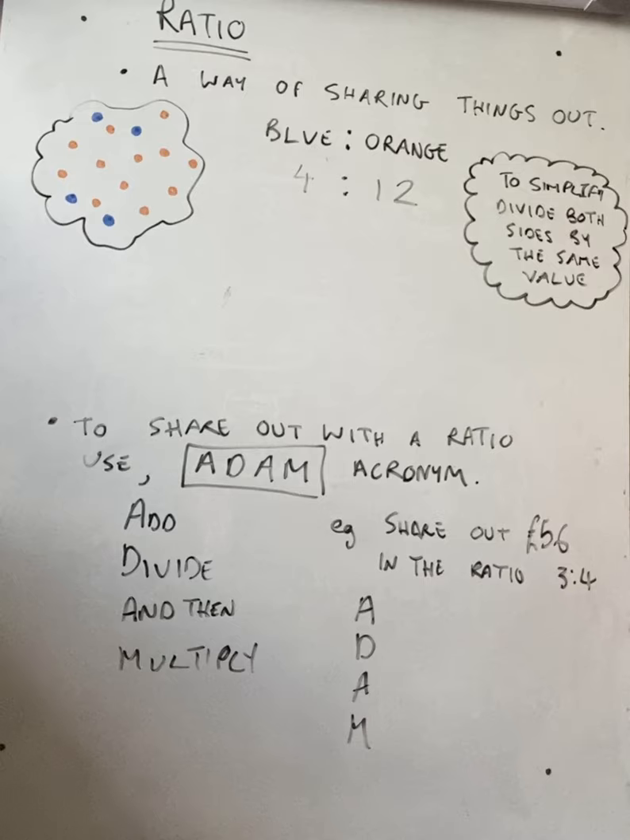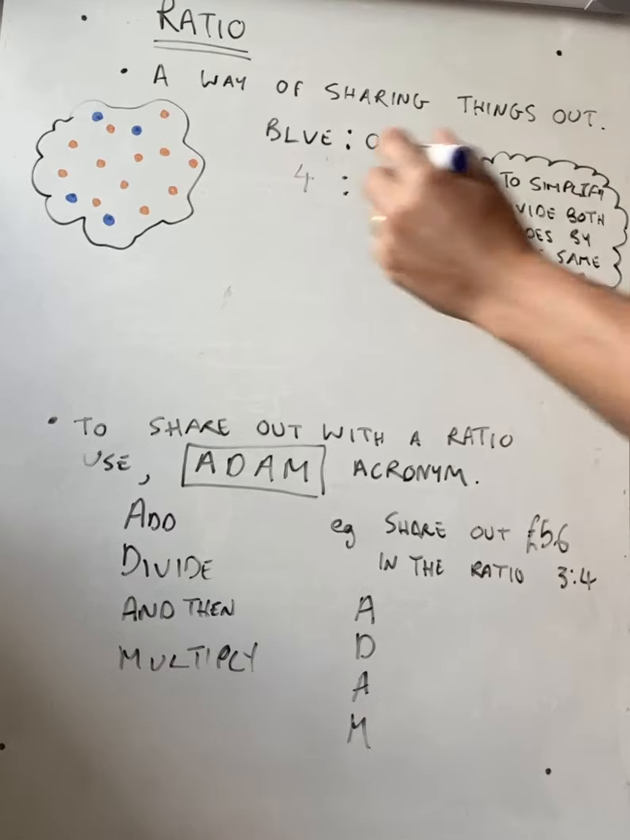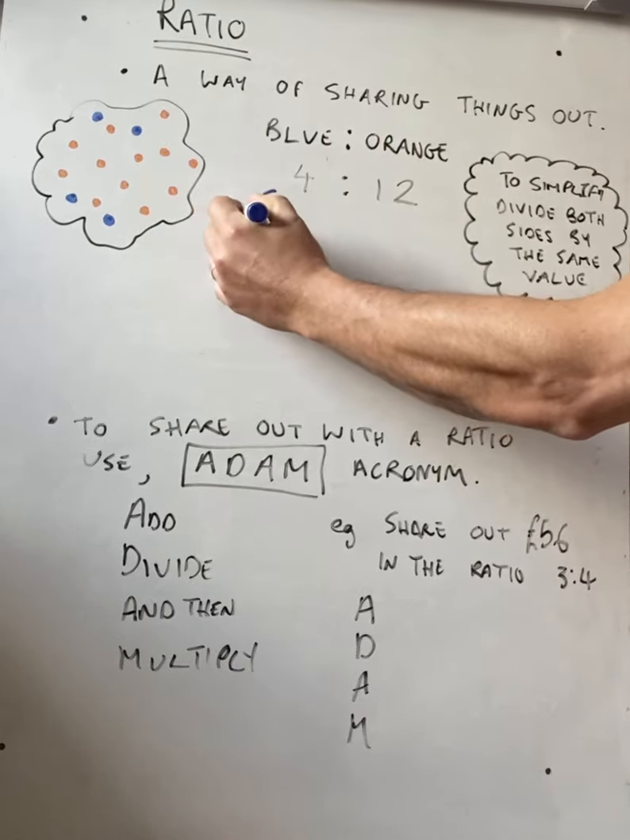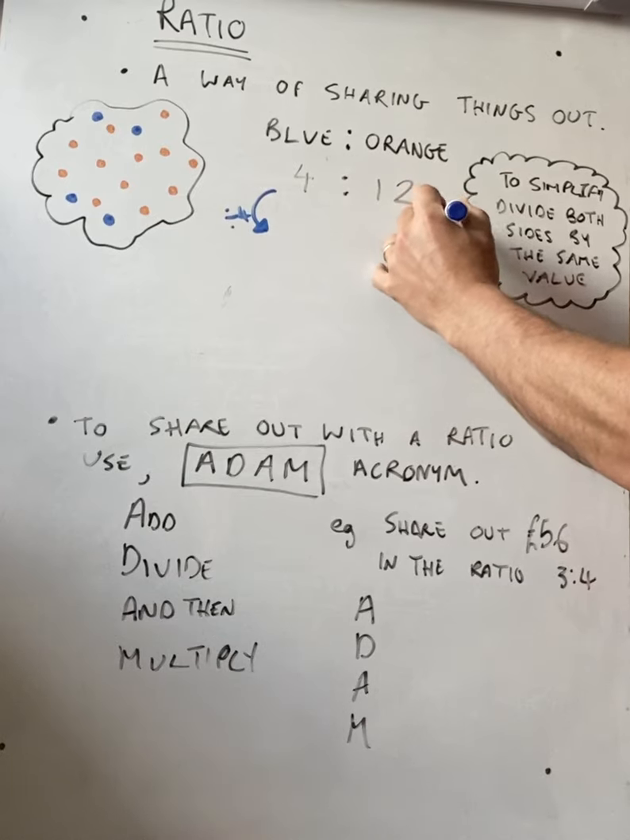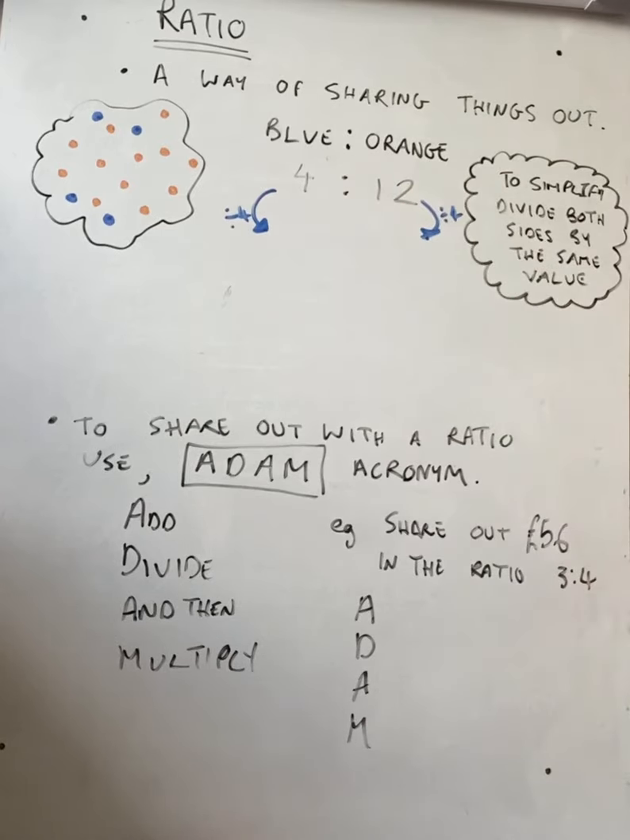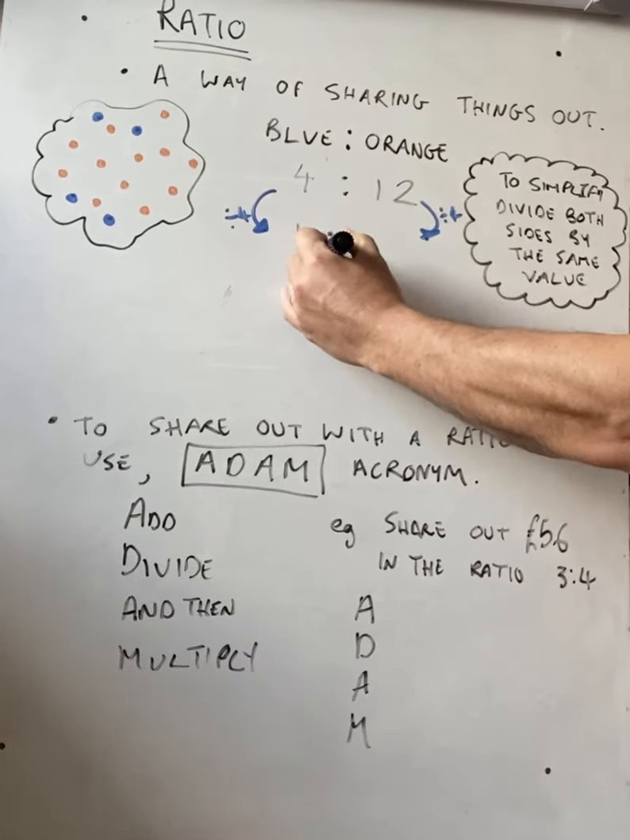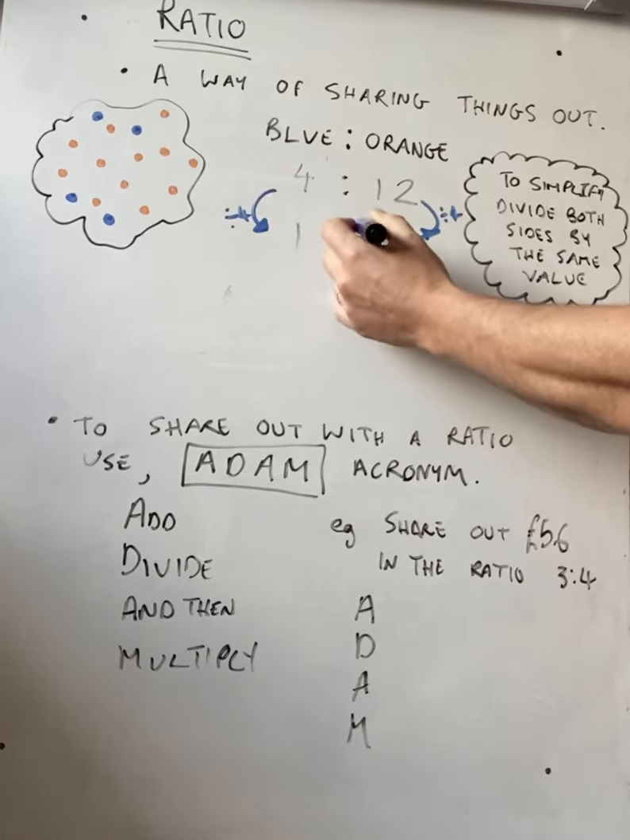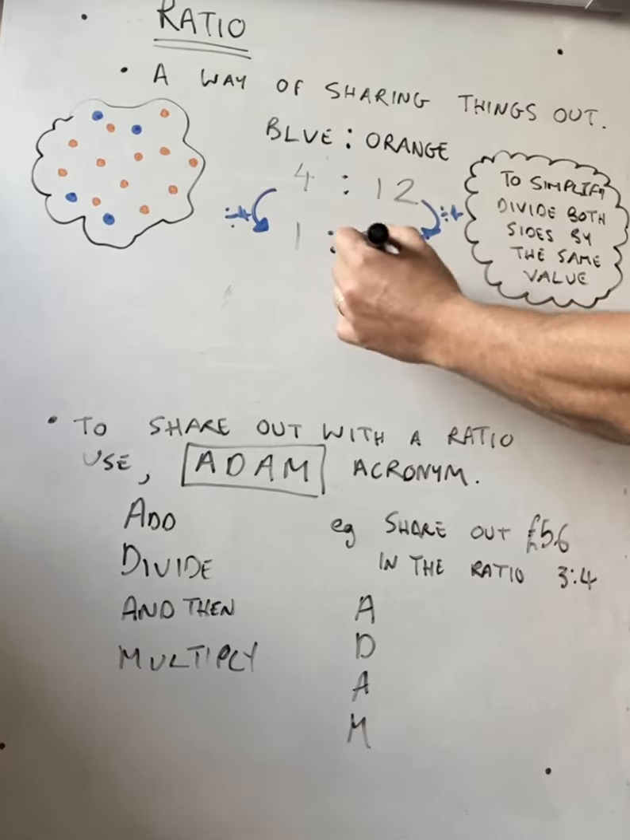Now we can do lots of things with ratio. We can simplify a ratio, and the way in which we simplify a ratio is we can divide both sides by the same value. So here, because we've got 4 and 12, both of them are multiples of 4, which means that we can divide both sides by 4. So that would give you 1, because 4 divided by 4 is 1, and 12 divided by 4 is 3.